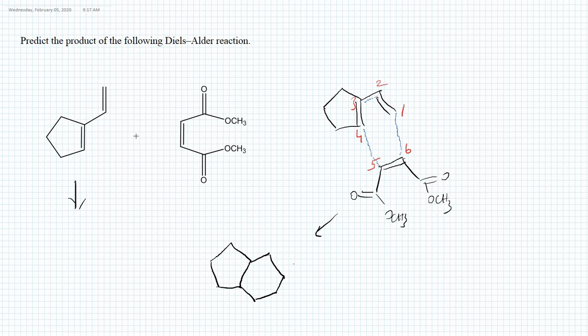So this one, number 1, number 2, number 3, number 4, 5 and 6. As you see, 5 and 6 should have the 2 methyl ester functionality. Let's draw it. Okay, then let's not forget this new pi bond between 2 and 3. Let's draw it here.